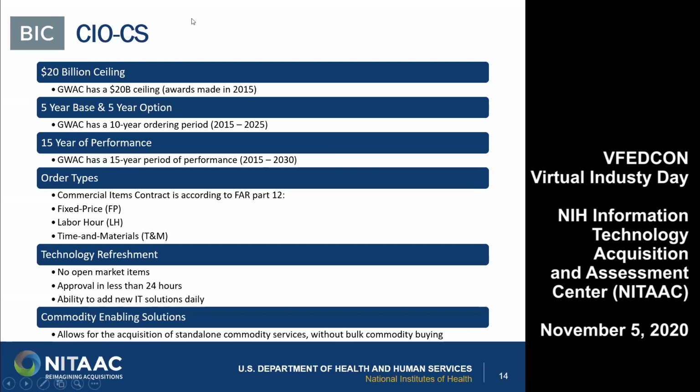These are just commercial items, and therefore all of the orders are within the fixed price category: fixed price, labor hour, time and materials. We did talk earlier about adding additional items. We call that our technology refreshment. We have the ability to add new IT solutions on a daily basis. The turnaround time is less than 24 hours. And by using CS, you have the ability to purchase standalone commodities and services without having to make a giant bulk commodity buy. Next slide, please.